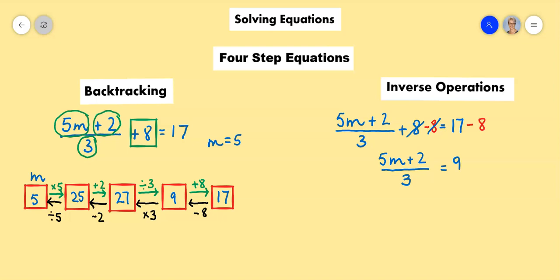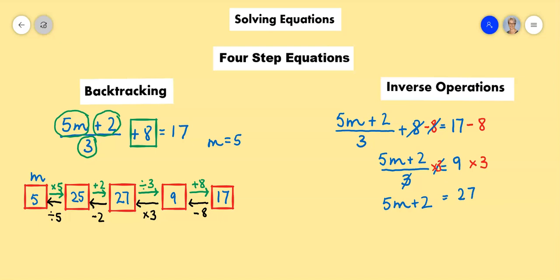The next thing that we had to do to undo our equation was to times by 3. So now I'm going to times 3 to both sides of the equation. So here I have times 3 and here I have times 3. Now, multiply by 3 and divide by 3 will cancel out, and I am left with 5m plus 2 is equal to 9 times 3, which is 27.